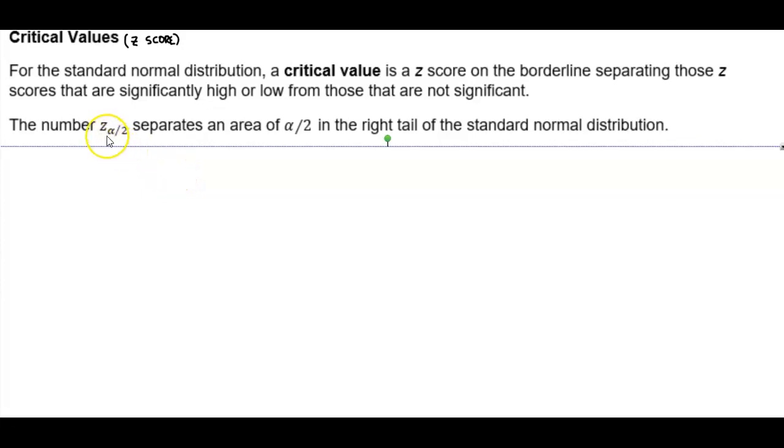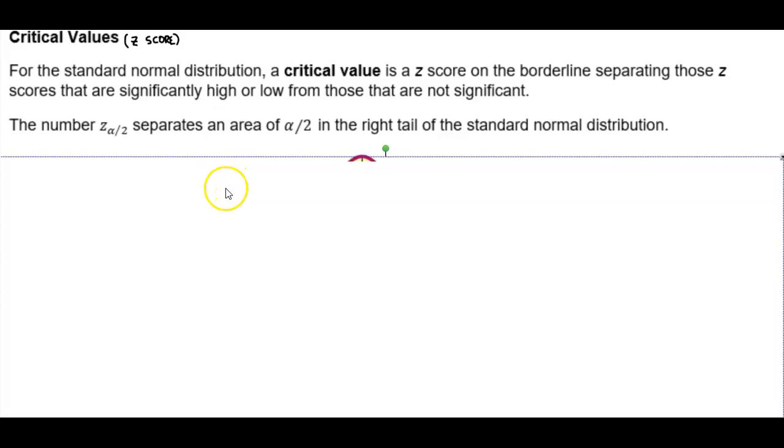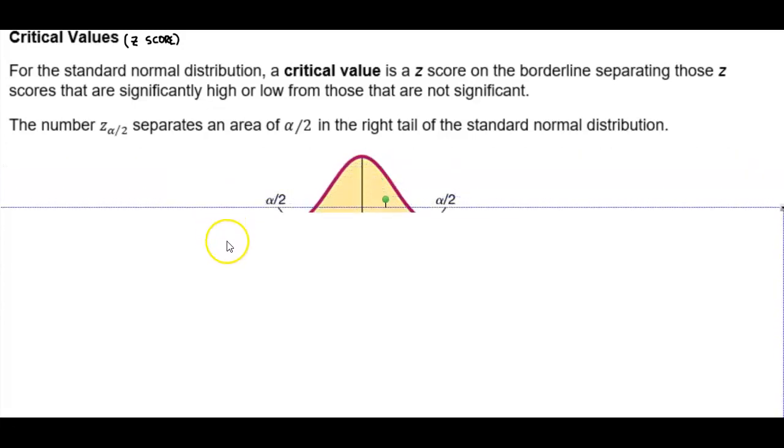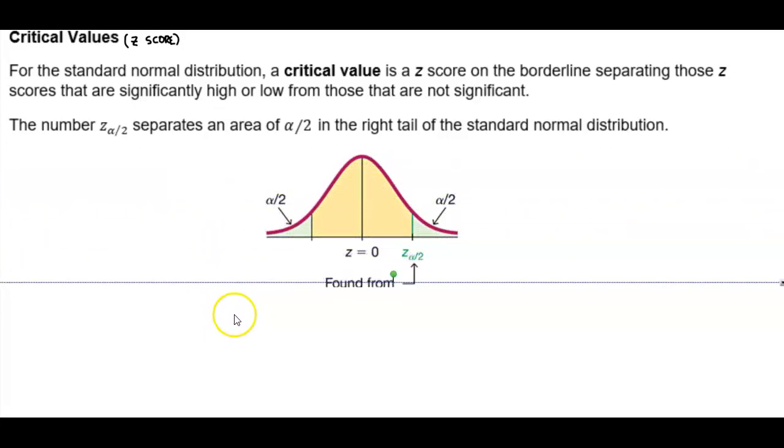Now, the number z with a subscript of alpha divided by 2 separates an area of alpha divided by 2 in the right tail of the standard normal distribution. If you recall, when we had z subscript alpha, it was always the area in the right. Now, z alpha divided by 2 again separates an area of alpha divided by 2 in the right tail of the standard normal distribution. So this is what you're looking at.